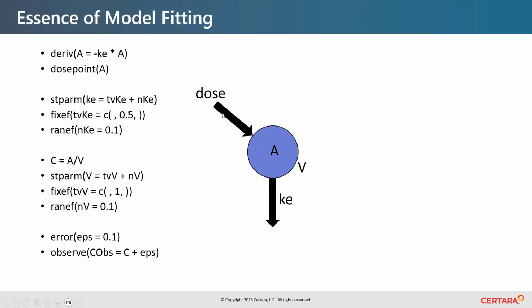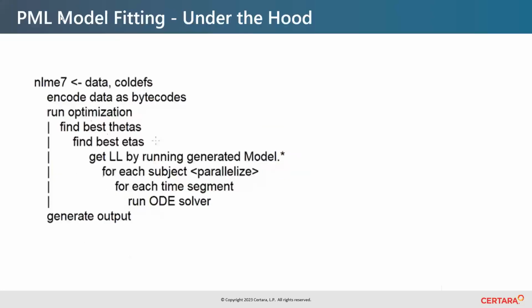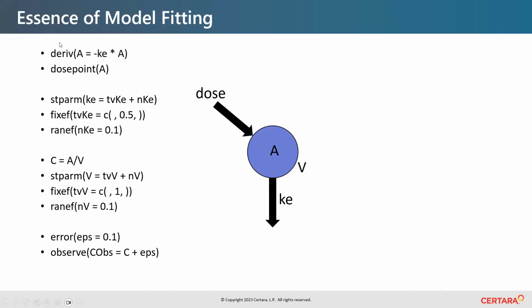So if we look at the statements on the left, we can write a differential equation that says the change, dA/dt, is the amount A times the elimination rate. And if we say that A is where we want to have doses, then we say dose point A. And that gives us a point where we can hang additional information like time lag and stuff like that.